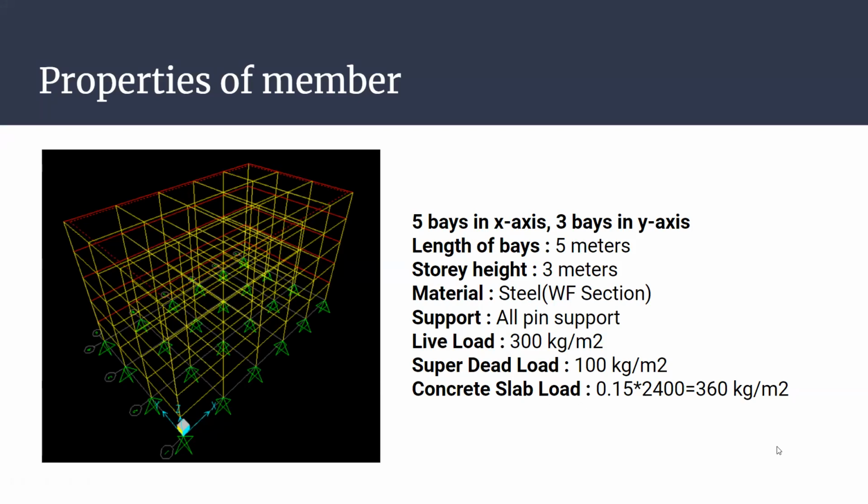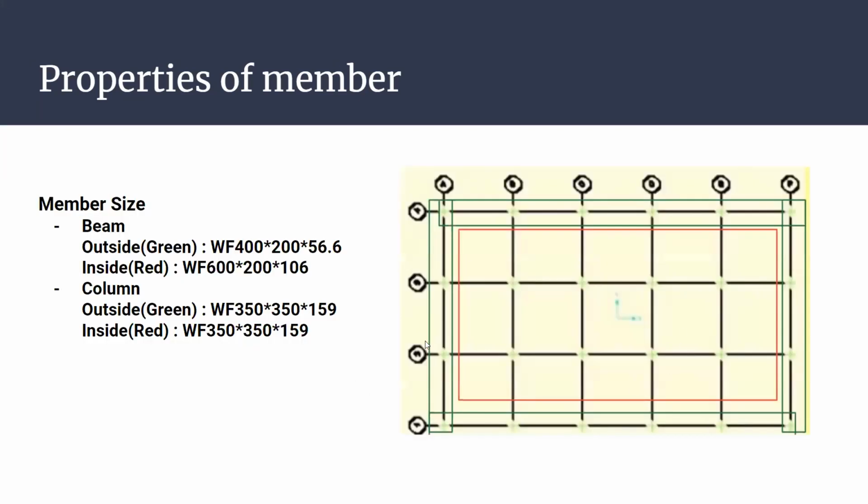Live load equals 300, superimposed dead load is 100, and concrete slab load is 350. From the member side, for the beam, the outside one is smaller than the inside one, and the column outside and inside is the same section.